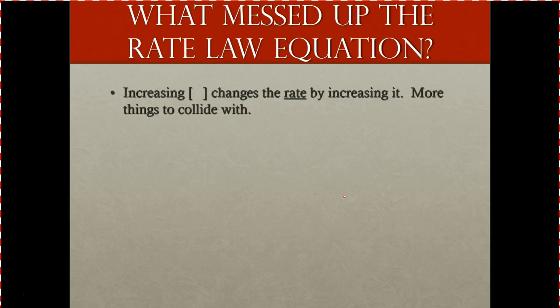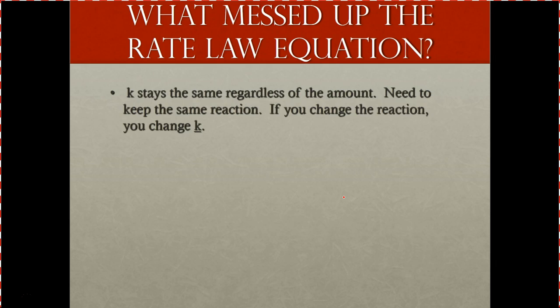So what changes the rate law equation? Increasing the concentration changes the rate by increasing it. More things to collide. So again, when we change the rate, we change it by increasing those things that would cause more collisions to happen. This isn't a brand new concept. Increasing rate means I'm going to have more ways to collide in the right directions.